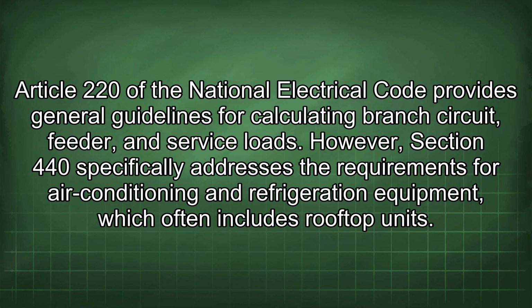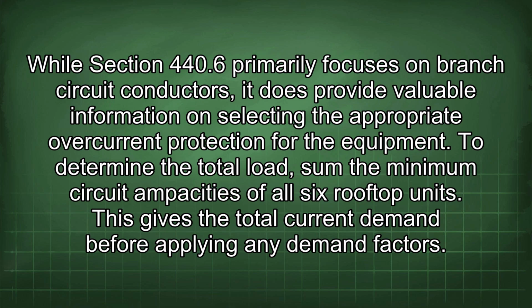Article 220 of the National Electrical Code provides general guidelines for calculating branch circuit, feeder, and service loads. However, Section 440 specifically addresses the requirements for air conditioning and refrigeration equipment, which often includes rooftop units. While Section 440.6 primarily focuses on branch circuit conductors, it does provide valuable information on selecting the appropriate overcurrent protection for the equipment. To determine the total load, sum the minimum circuit ampacities of all 6 rooftop units. This gives the total current demand before applying any demand factors.